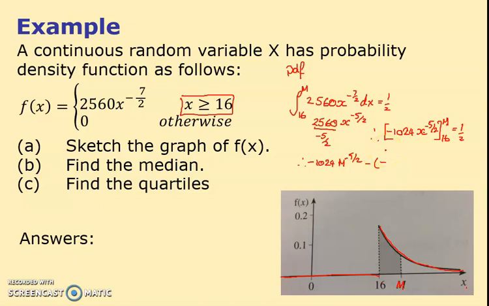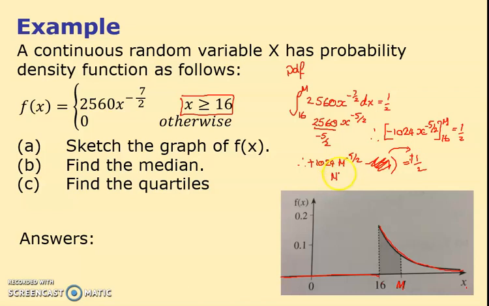So what is it? Minus 1024 times 16 to the power of negative 2.5, or minus 5 over 2. And I get minus 1. Well, there you go. So it becomes minus a minus 1, and that equals a half. So when that's plus a half, when I move over, it'll become a minus a half. But it's a minus and there's a minus there, so I can ignore those.